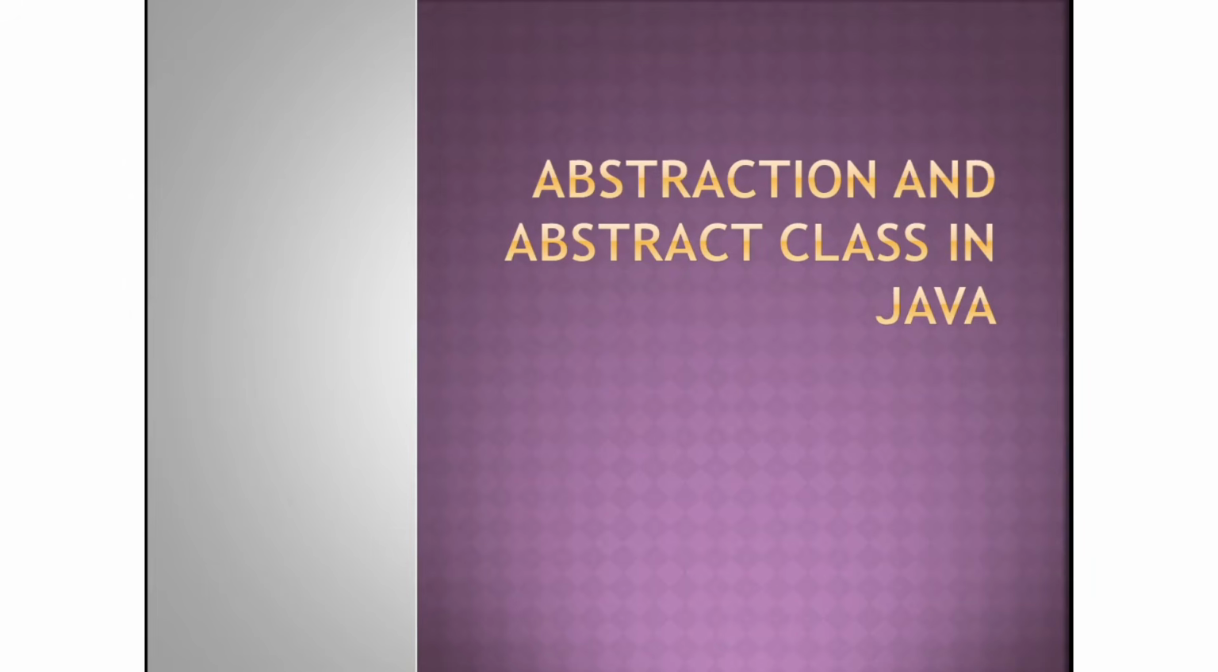In today's session, we are going to learn about abstraction and abstract classes in Java. Abstraction is one of the most important concepts in object-oriented programming. The basic idea behind abstraction is very simple. We hide the unnecessary implementation details and show only the important information or functionalities to the user.